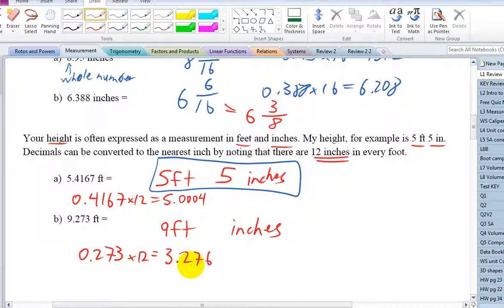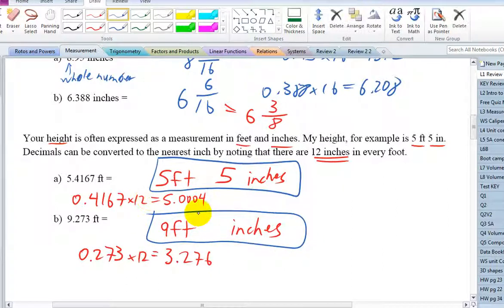So what's the closest? What should you round to? 3. Okay, so 9 feet 3 inches. So you wouldn't include the decimals. No decimals. Okay. And that's a little weird because a lot of us are used to putting them there. You can't. Okay.